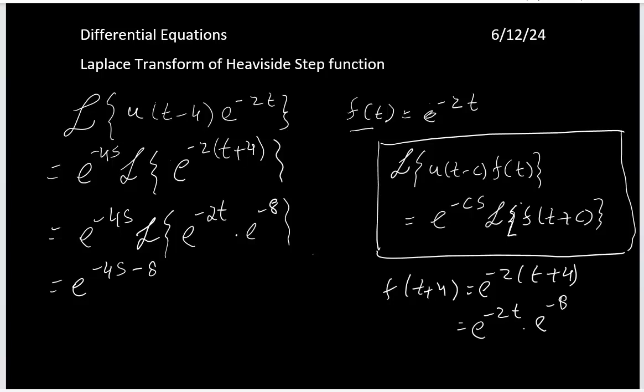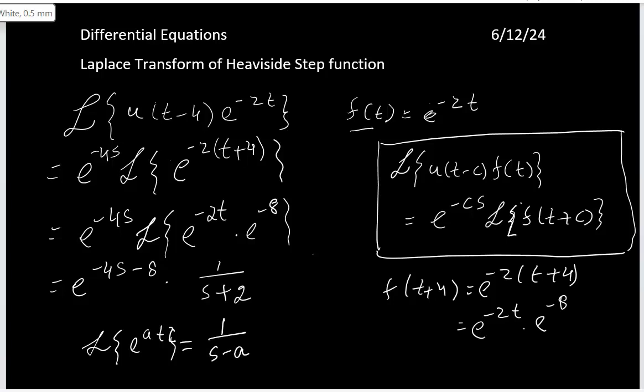And then we'll find the Laplace transform of e to the negative 2t. And you know that this one is 1 over s plus 2, because you remember the formula: the Laplace transform of e to the at is known as 1 over s minus a. And our a in this case is negative 2. That's why you get this one. And this is the Laplace transform. We are done for this part.